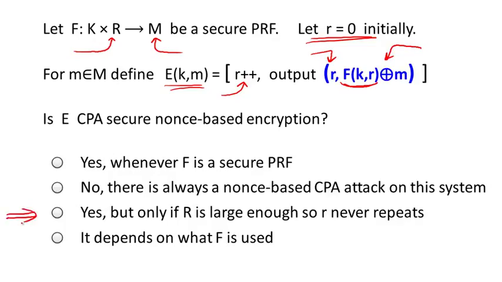So the answer, as before, is yes, but only if the nonce space is large enough, so as we increment the counter r, it will never cycle back to 0, so that the nonces will always be unique. We argue security the same way as before. Because the PRF is secure, we know that this encryption system is indistinguishable from using a truly random function. In other words, if we apply a truly random function to the counter and XOR the results with the plaintext m. But now, since the nonce r never repeats, every time we compute this f of r, we get a truly random, uniform, and independent string, so that we're actually encrypting every message using the one-time pad.